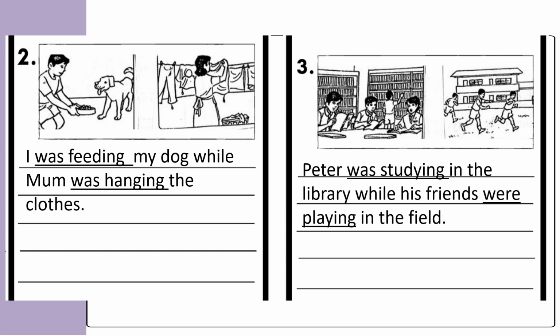Picture number 3, two actions happening at the same time. Peter was studying in the library while his friends were playing in the field. Okay, you check and see. Why use was for studying? Because Peter is the subject. Why use were for playing? Were playing because the subject is his friends. 这个也是一样的，两个动词一起发生。当 Peter 在图书馆读书的时候，他的朋友那时候正在操场玩。Right, okay, so that's for sentence number 3.